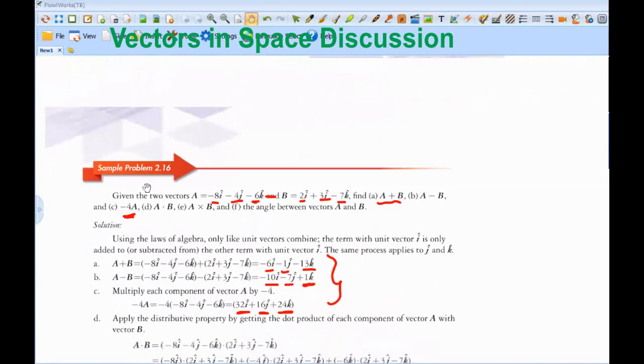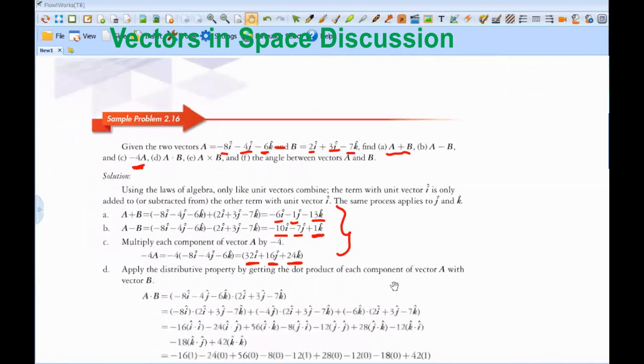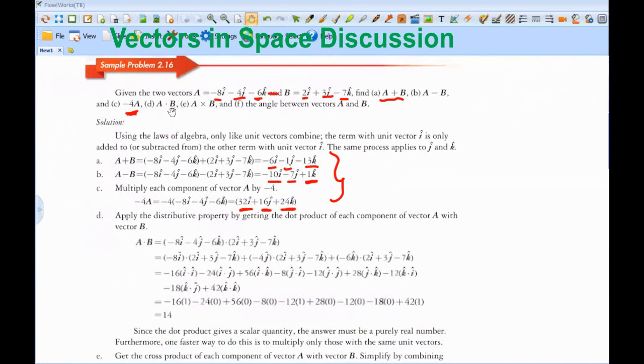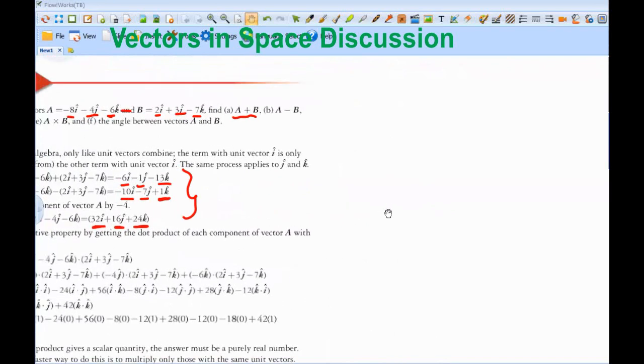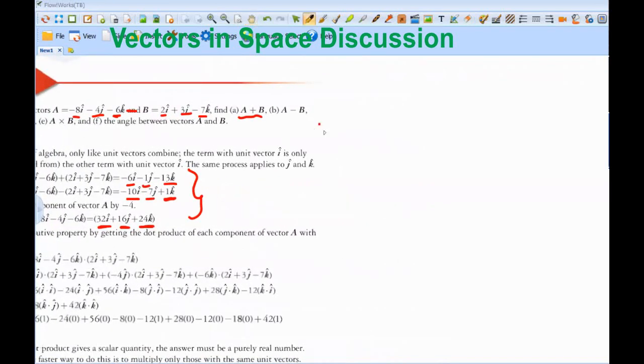What do you mean by a dot? Look, dot is dot product, X is cross product. Okay, let us see. A dot B. So you'll multiply negative 8i by, let's see here, letter C. It's like this. Negative 8i, you will multiply to 2i plus 3j minus 7k.